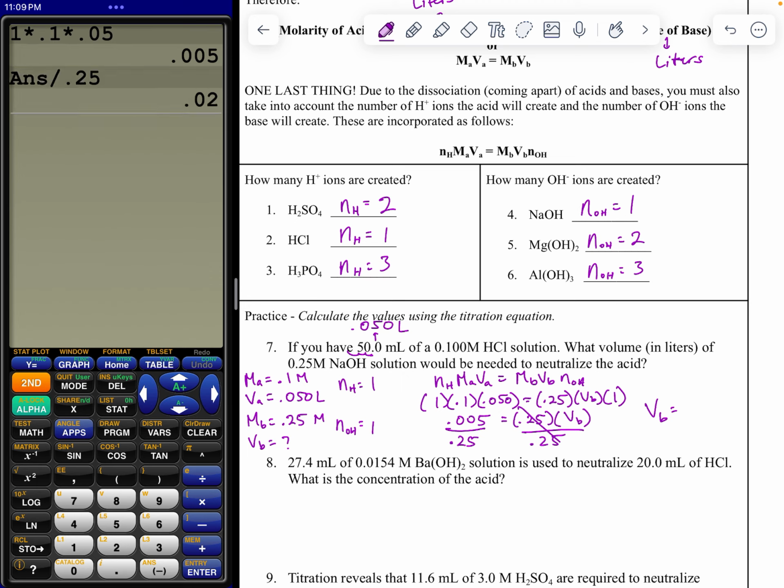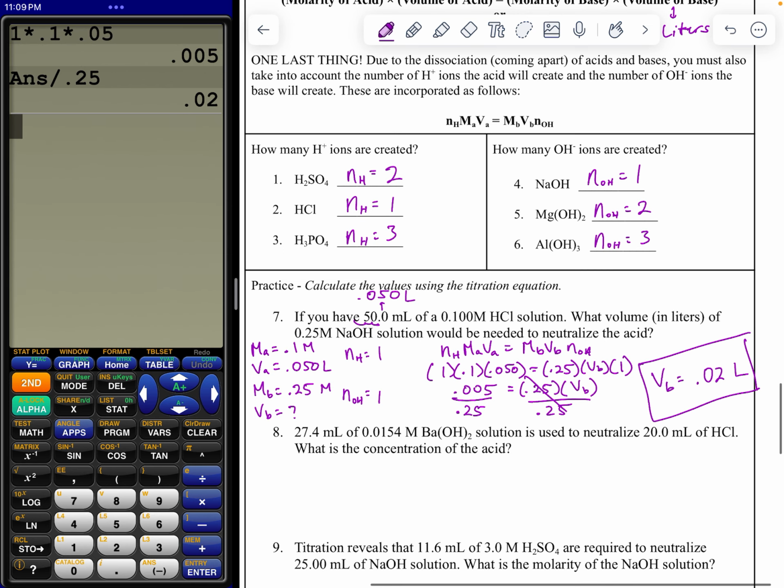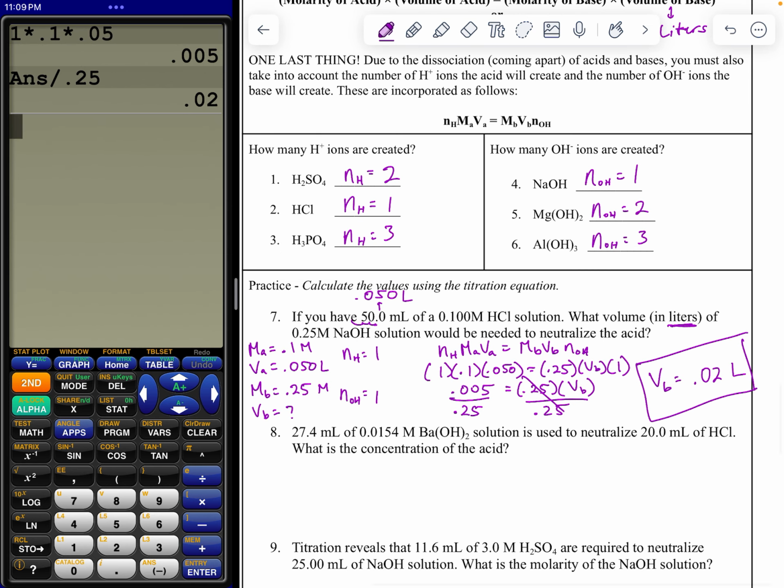And we end up with about 0.2 liters of our base that we would need to neutralize that amount of acid with that concentration, right? So again, note that my answer is going to be in liters because we converted to liters before. You have to, when we are using molarity.